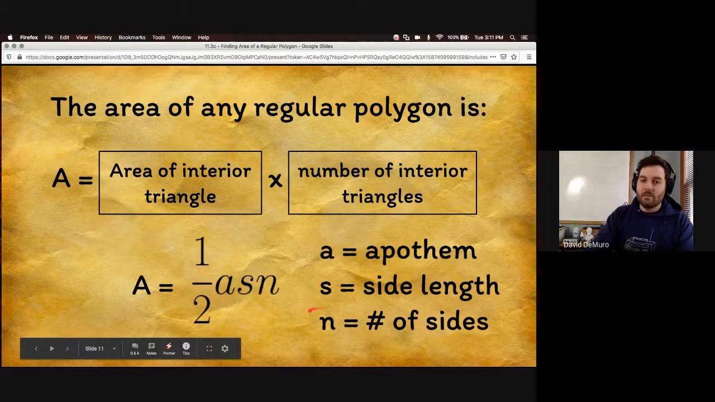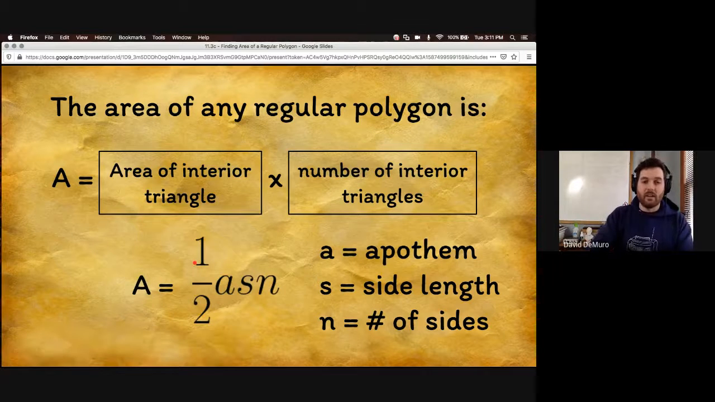And then N is the number of sides, and that's how many interior triangles there are. So remember that formula. Area of a regular pentagon, or any regular polygon, could be a pentagon, a hexagon, anything else, is 1/2 apothem times side length times number of sides. So let's take a look at an example. Before we do, let's break it down.